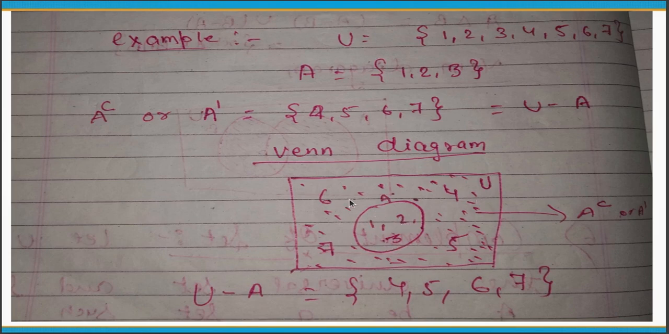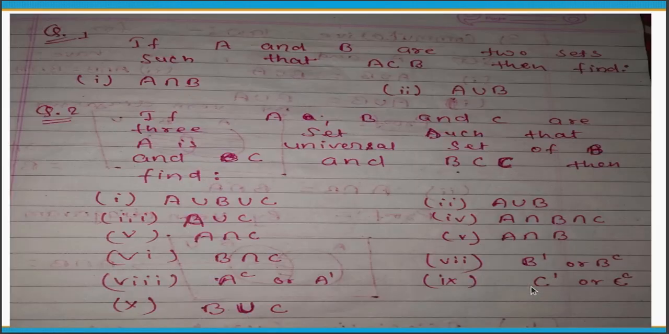Now you can understand by the Venn diagram: 1, 2, 3, 4 in set A and 5, 6, 7 in the universal set. Then the complement of set A is given by U minus A, which is 5, 6, 7.